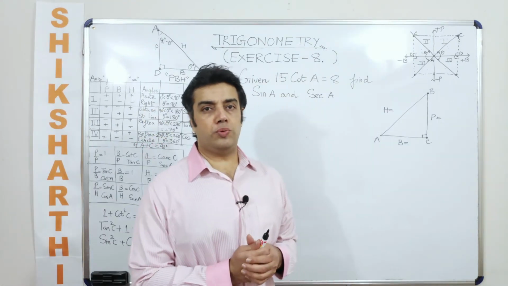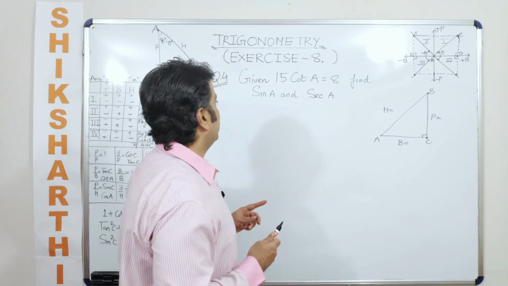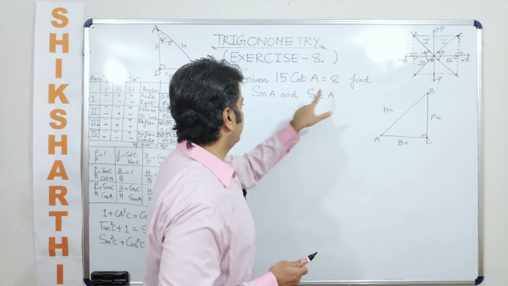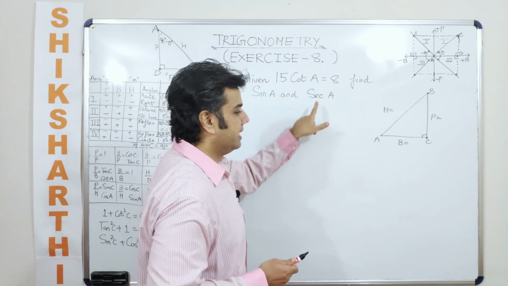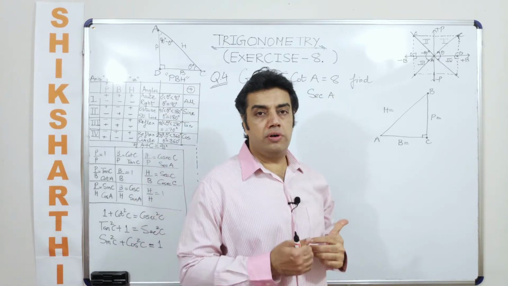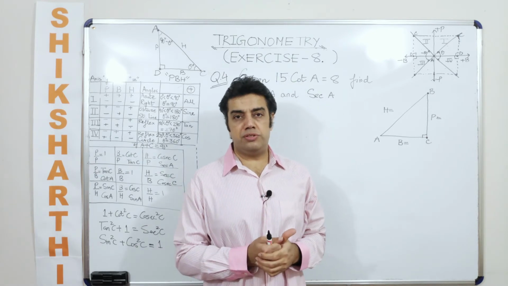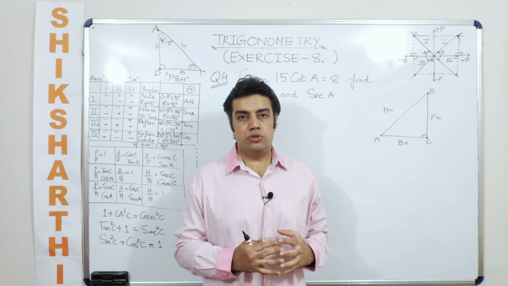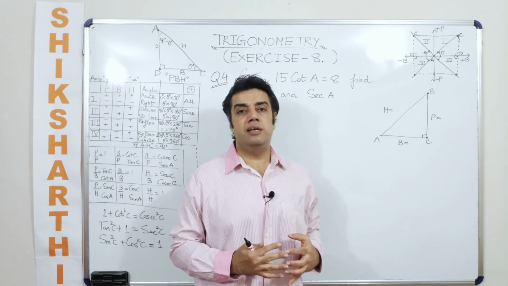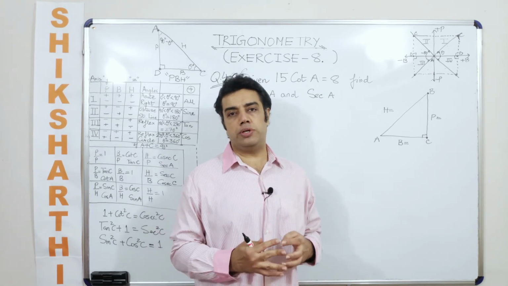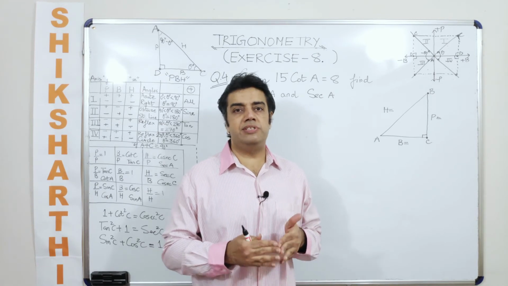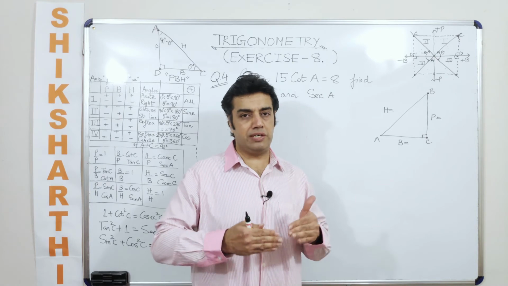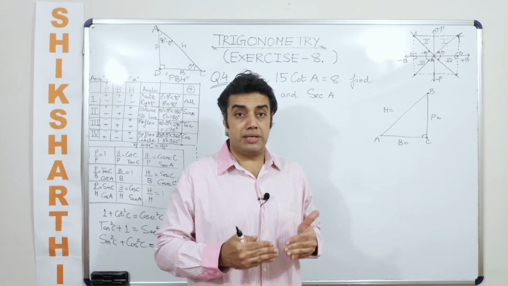So talking about the fourth question now, in which they have given that 15 cot A is equal to 8 and they are asking to find out the value of sine A and sec A. Since we have already attempted 3 questions and now we have a fair understanding about the topic, in this question finally we will exhibit a more mature approach. So from next time onwards, whenever we are supposed to attempt a question like this, we will adopt the same kind of approach.